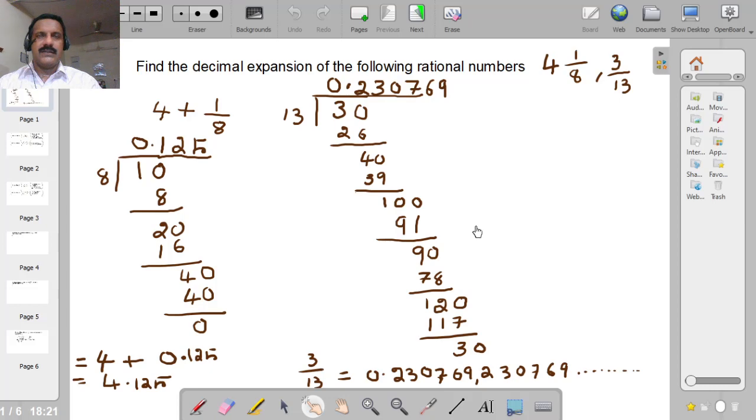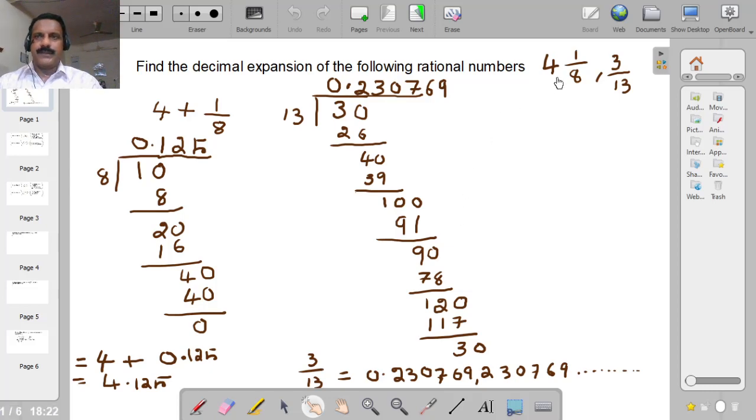Last class we discussed irrational numbers. Today we will be discussing the decimal expansion of both rational and irrational numbers. That is, today we will be discussing the decimal representation or decimal expansion of real numbers. So we will be solving two problems.